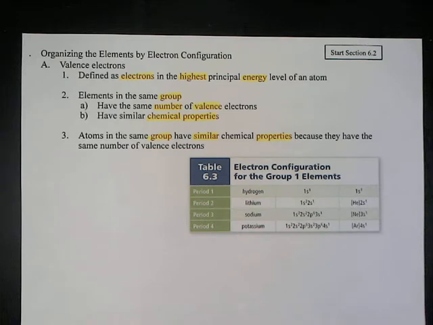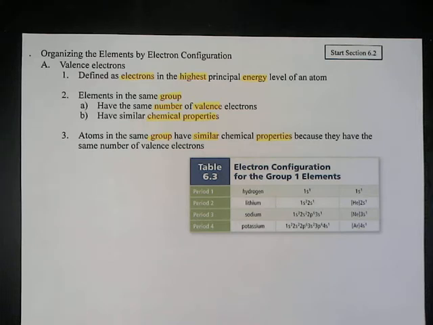Our objectives for this lesson are to explain why elements in the same group have similar properties, and our other objective is to identify the four blocks of the periodic table based on electron configuration.